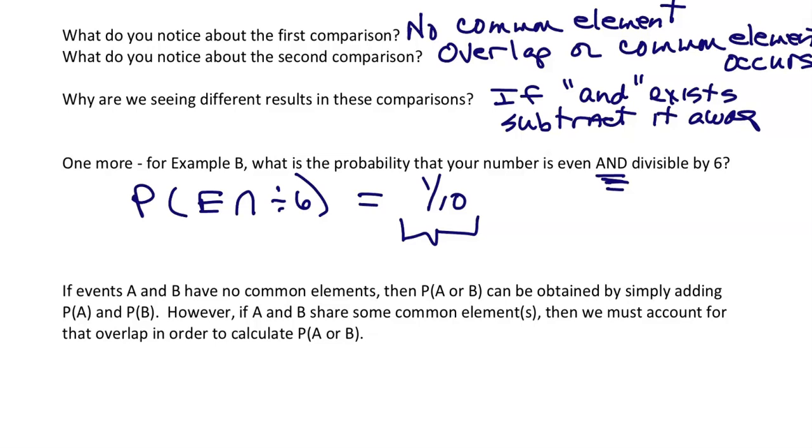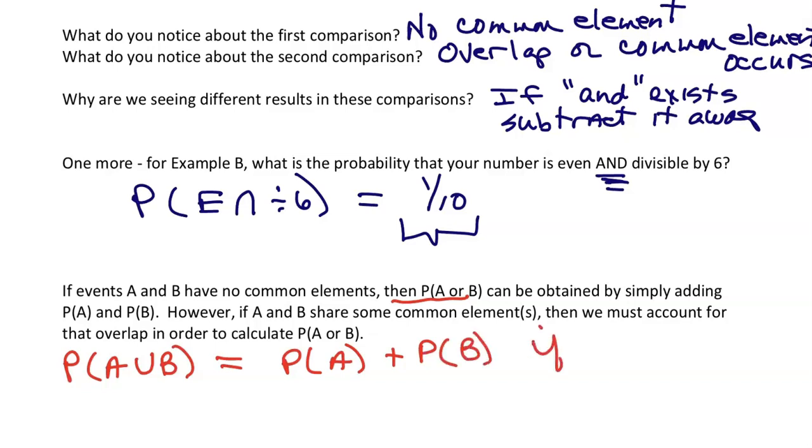If events A and B have no common elements, then the probability of A or B can be attained by simply adding the probability of A and the probability of B. Okay, so let's get an equation for that. If I have the probability of A or B, which one's the OR? This is the OR. That's going to equal the probability of A plus the probability of B if no overlap.